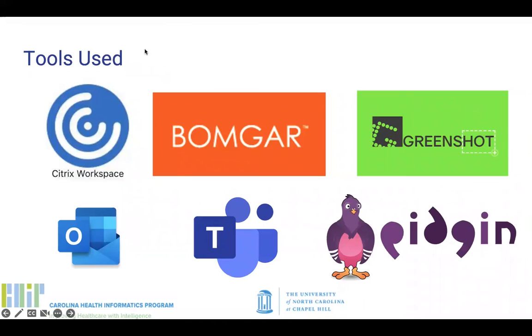The other tools I mainly used were Citrix Workspace, which gave me access to the client hospital accounts and all of the Cerner and Allscripts applications. BombGar is a remote software that I used to remote into the client's computer. Greenshot is mainly used to capture images from their account for the applications wherever they're facing issues. And Outlook, Teams, and Pigeon were the modes of communication that we used.